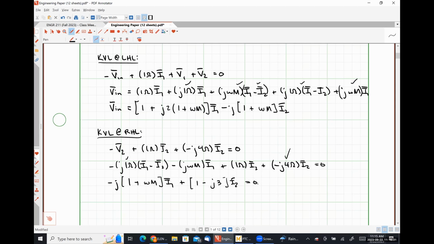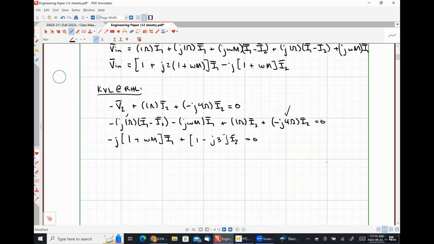Anybody have any beef or anything? And so what I'm going to do now is rearrange this to get I2 in terms of I1. Okay. So I can say that I2 is going to be equal to J times 1 plus omega M, divided by 1 minus J3, times I1.